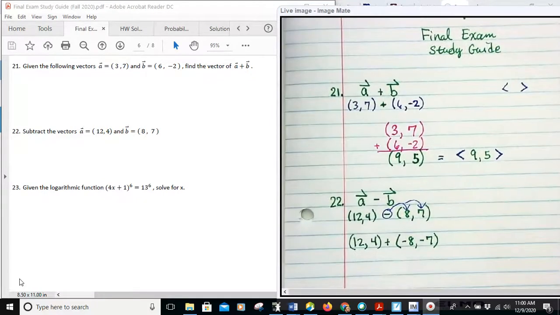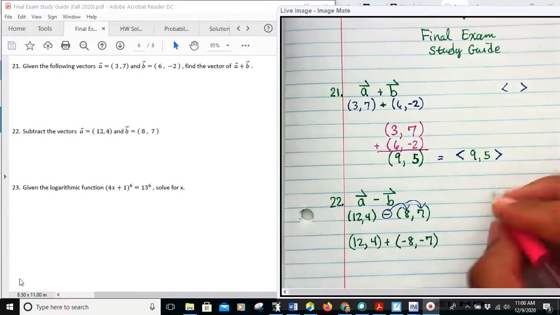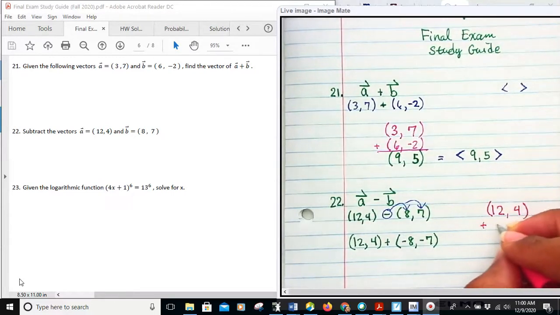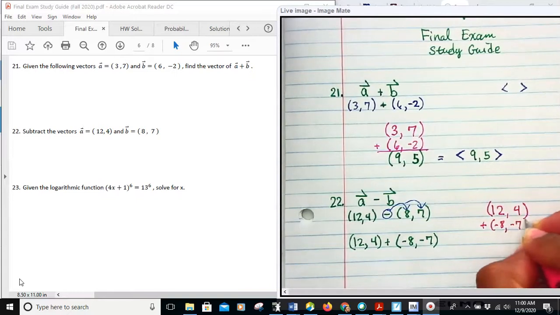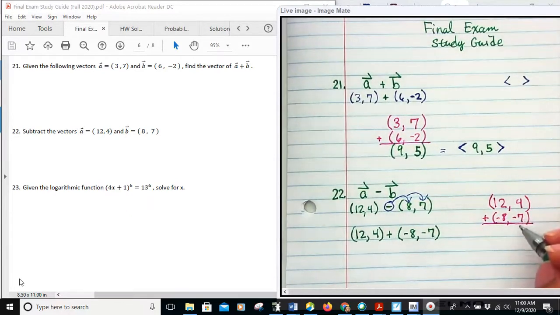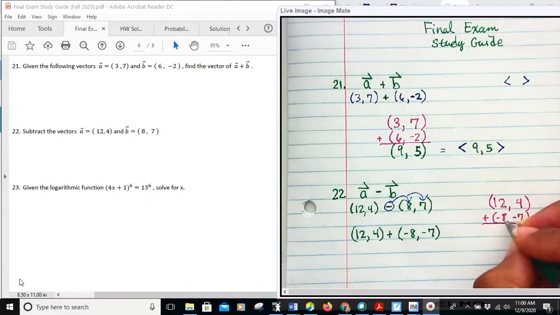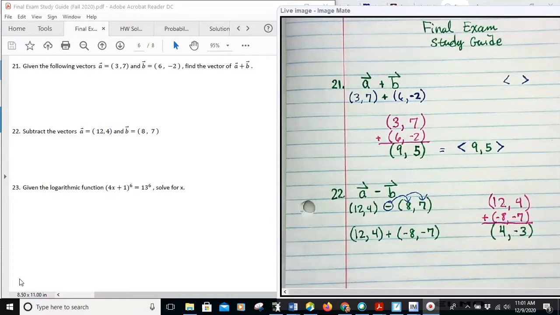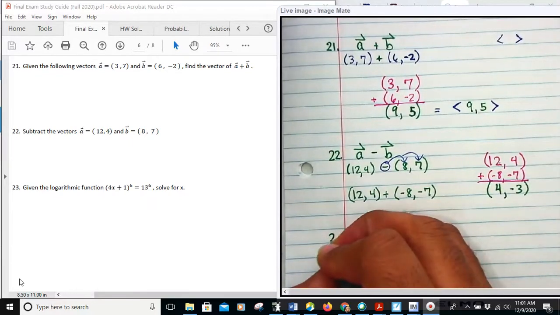All right. Again, I'm going to put it over here to the side and add them up. Oh, fire! So we get that. 4 and negative 7 is negative 3. 12 and negative 8 is positive 4. So we get 4 and negative 3. Bam! Easy. We got this. We know what we're doing. Vectors and matrices pretty much are the same type of stuff that we're doing. Easy, simple, not hard.